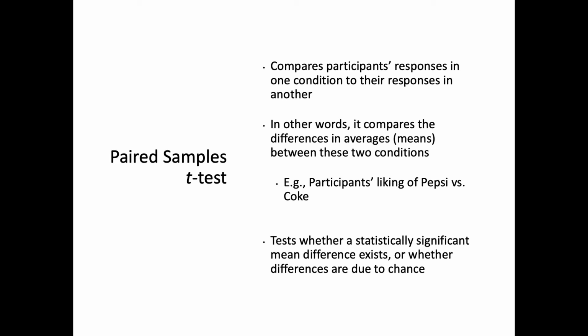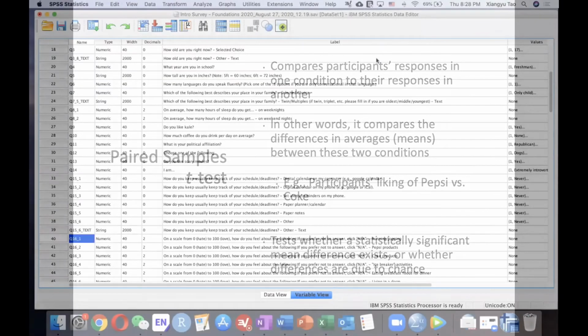you will have one variable that is condition. One means Pepsi, two means Coke. That's an example. And you will have another variable that's the liking of this drink, 0 to 100. In this case, you can compare the liking of Pepsi versus the liking of Coke, and test if there is a statistically significant mean difference, or that the difference is due to chance. So now, let's move on to the SPSS demonstration.